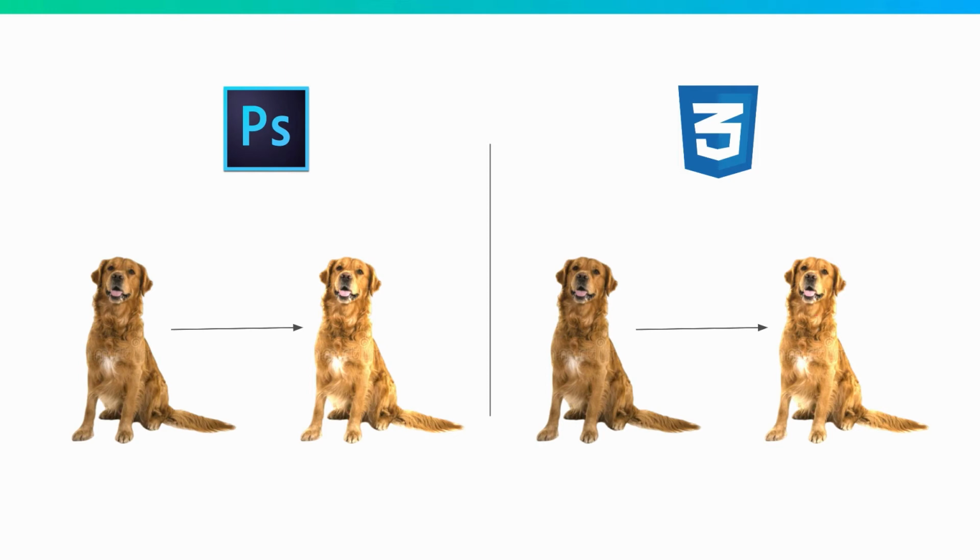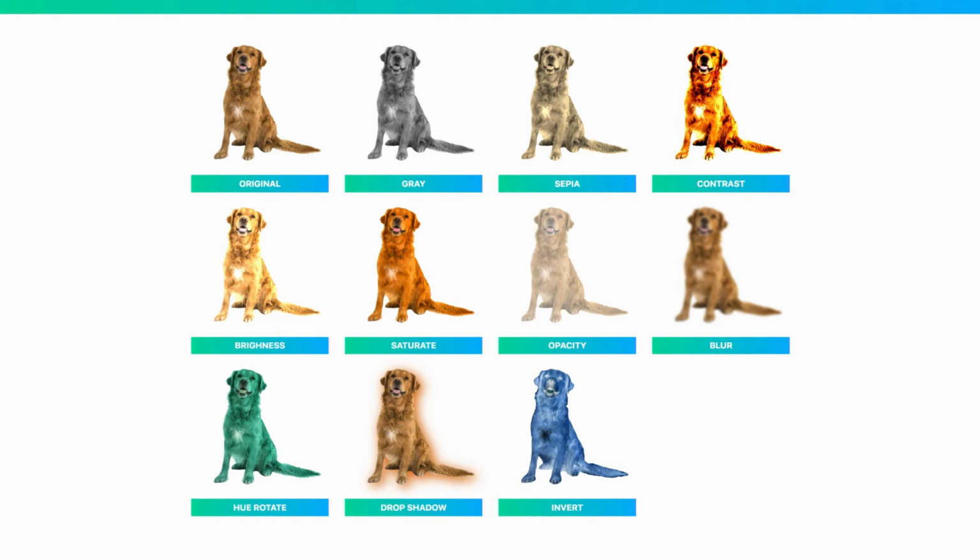As of right now, the CSS image filter property gives you access to 10 image filters, including grayscale, sepia, contrast, brightness, saturate, opacity, blur, hue rotate, drop shadow, and invert functions. And I'm going to show you every filter in action in complete depth in this course.